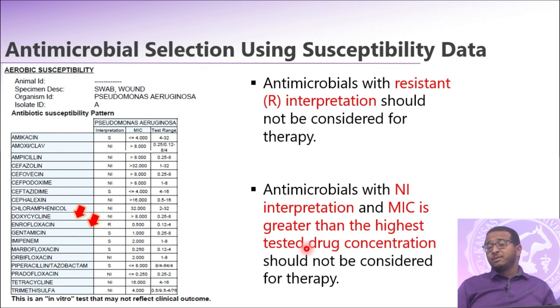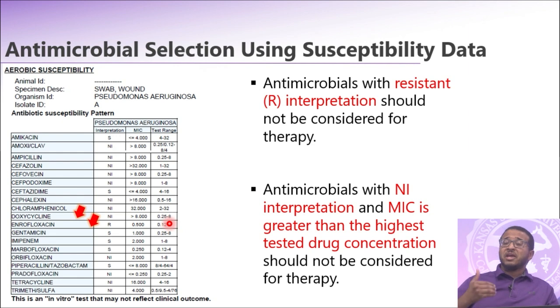Antimicrobials with no interpretation, or NI, where the MIC is greater than the highest tested drug concentration, should also not be considered for therapy. The reason is that we do not know what the MIC is, right? The example I'm giving here is doxycycline. It shows as NI, but the MIC is greater than 8, and the test range is from 0.25 to 8. So it's greater than the highest tested concentration of doxycycline.